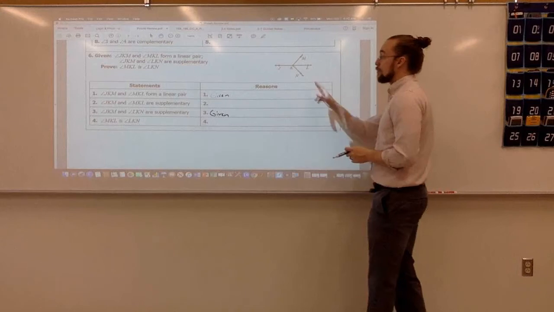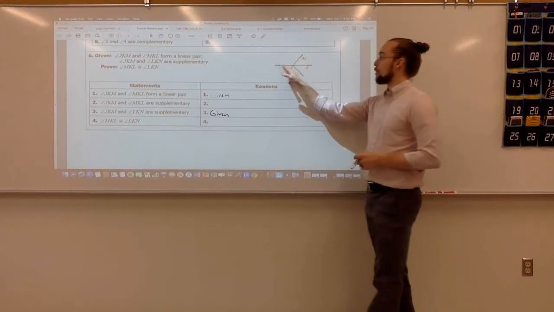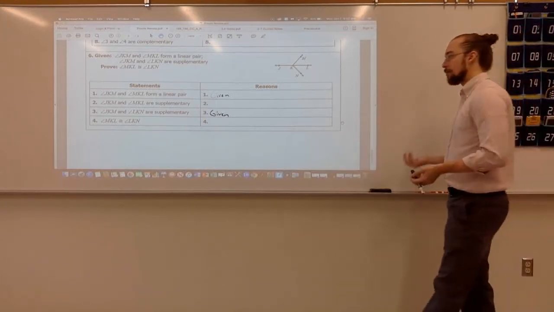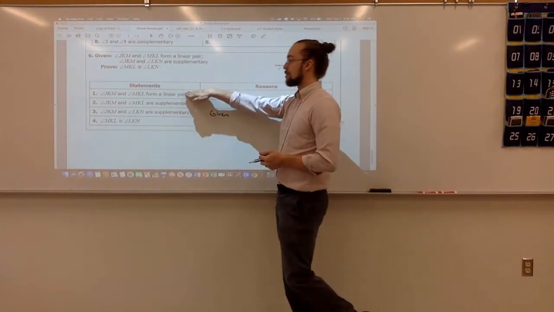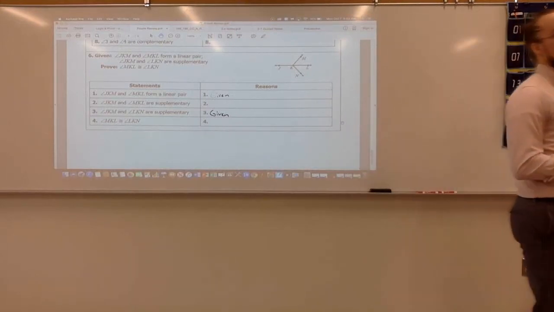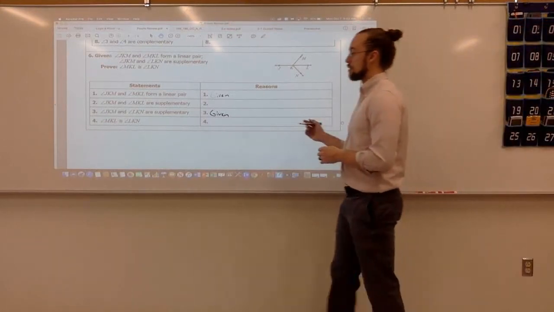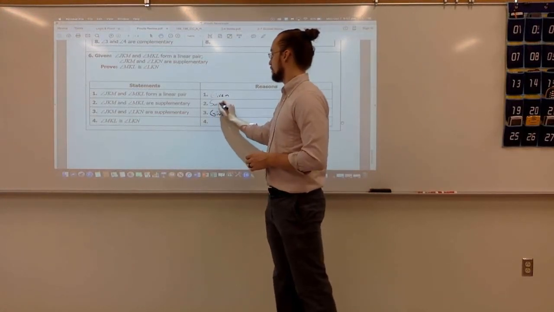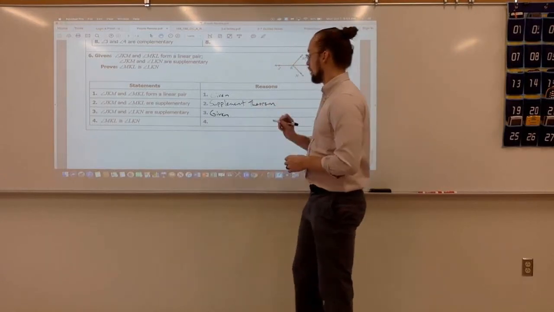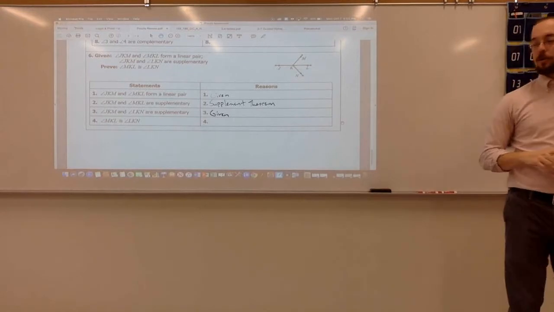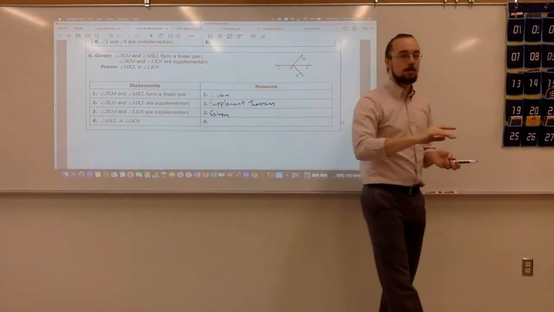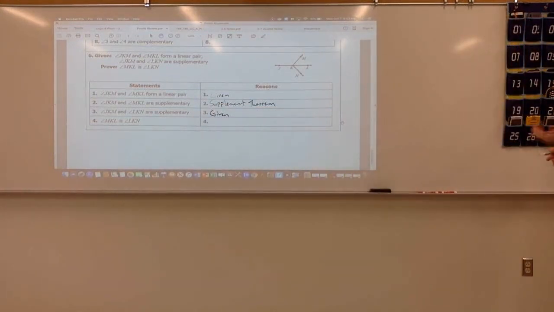If we have two angles that form a linear pair, we know that they're going to add to 180 together. What's the name of the definition or theorem or postulate that lets me say if two angles form a linear pair, then they're supplementary? Sebastian? This one would be the supplement theorem. The supplement theorem is the one that lets me say if two angles form a linear pair, then they're supplementary.